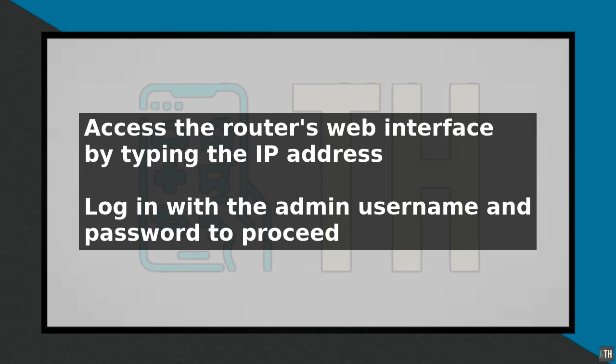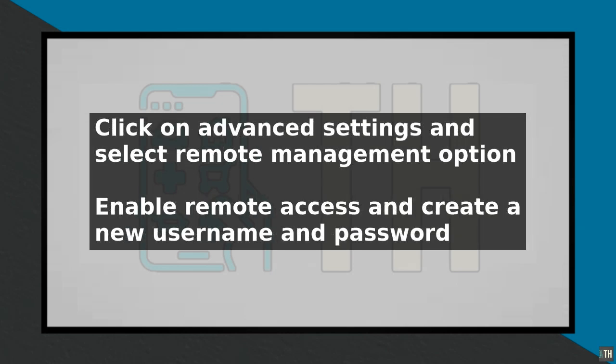The default username is usually admin and the default password is password, but this may vary depending on your specific router model. Once you are logged in, click on the Advanced Settings or Wireless Settings option. Depending on your router model, look for the Remote Management or Remote Access option and select Enable.